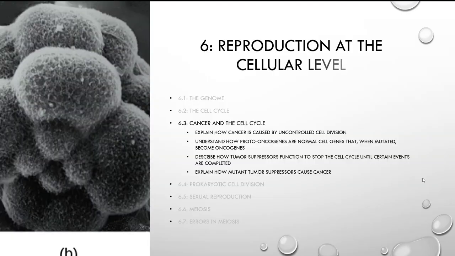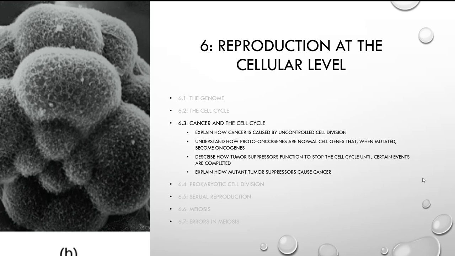All right, so that's it for our third section in Chapter 6, Cancer and the Cell Cycle. By now you should be able to explain how cancer is caused by uncontrolled cell division. You should also understand how proto-oncogenes are normal cell genes that, when mutated, become oncogenes. You should also be able to describe how tumor suppressors function to stop the cell cycle until certain events are complete.